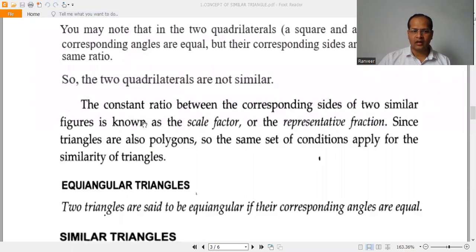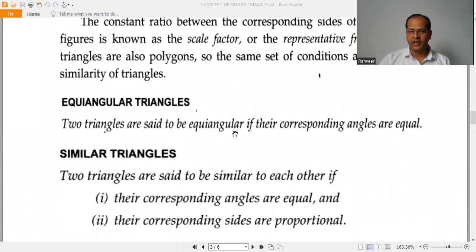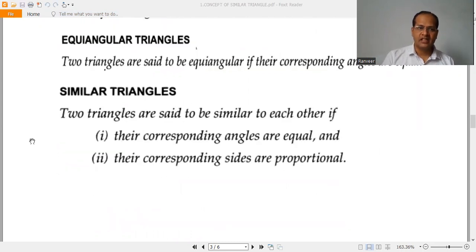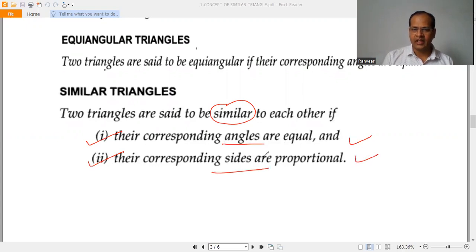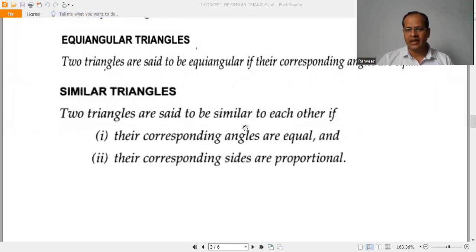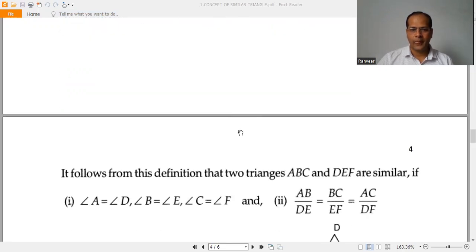Now, equiangular: two triangles are said to be equiangular if their corresponding angles are equal. Similarly, we say two triangles are similar only when their corresponding angles are equal and corresponding sides are proportional. These are the two important things: corresponding angles and corresponding sides. That is the criteria for the similarity of any polygon. So a triangle is also a polygon, so definitely it will follow the same rule.